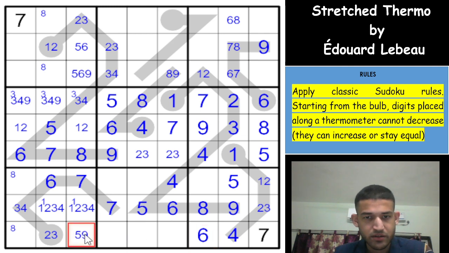Six can't be here. You have a 6, so this is 5 and 9. This is 1, 2, 3 for the box. And 4 in column 9 must go in one of these two cells. All just basic classic stuff that's taking us forward.